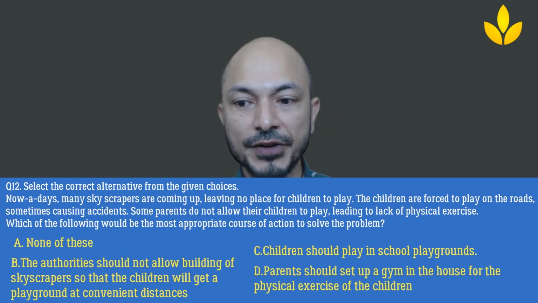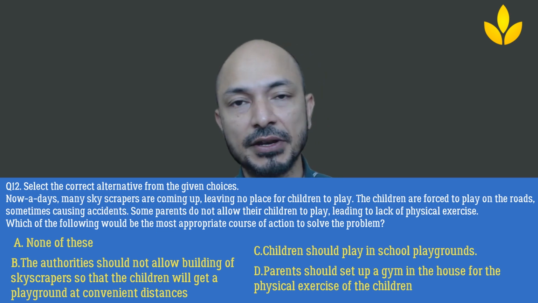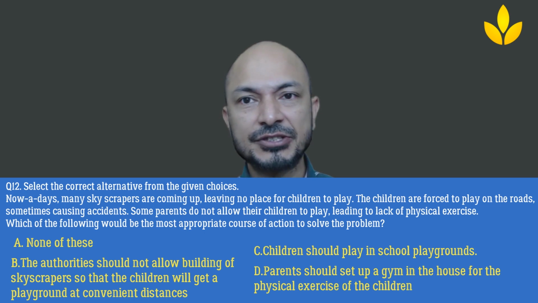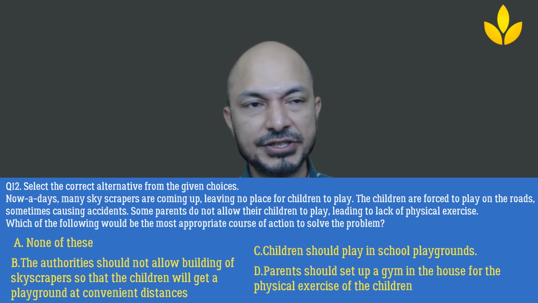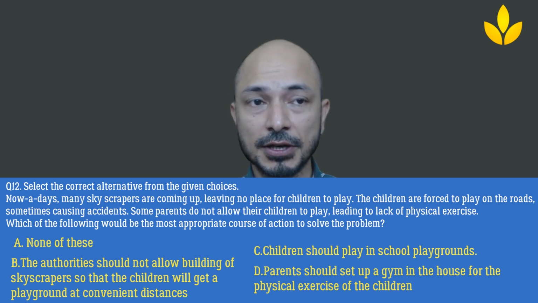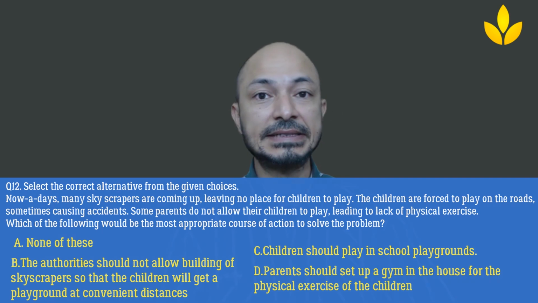And coming to option D over here, parents should set up a gym in the house for the physical exercise of the children. Well, once again, it is not fair to be keeping children locked indoors and doing gym instead of letting them play outside. So even option D is not the appropriate course of action. So we have to go with option A over here, which says none of these.